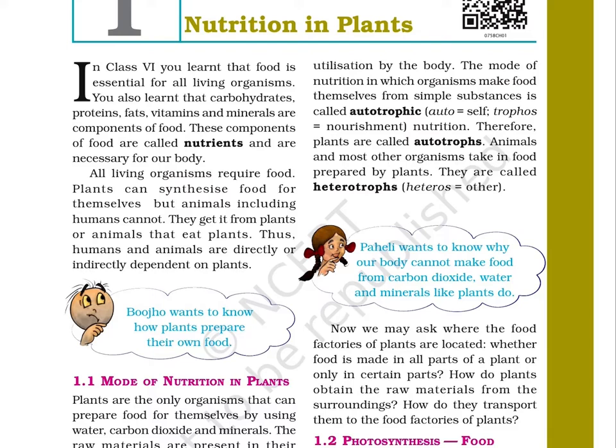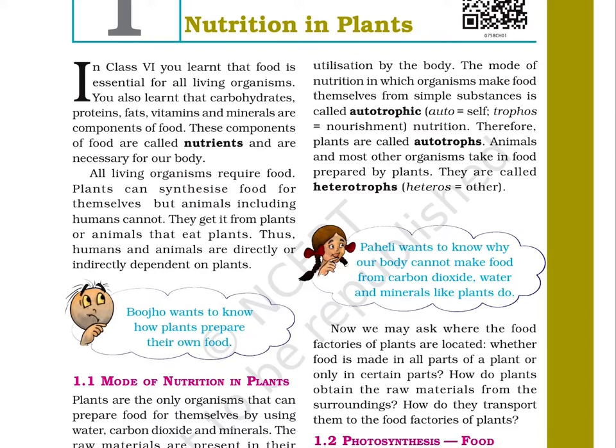Page 1. In class 6th, you learnt that food is essential for all living organisms. You also learnt that carbohydrates, proteins, fats, vitamins, and minerals are components of food. These components of food are called nutrients and are necessary for our body.